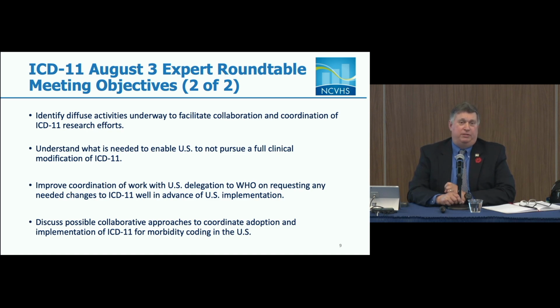So when the United States finds that we need a code, and if we're not in control the way we are with the CM, how do we get what we need quickly? What's the timeline? What's the process? How does that work? And then in terms of different collaborative approaches to coordinating the adoption and implementation, we discussed different possibilities for how it would all work together.